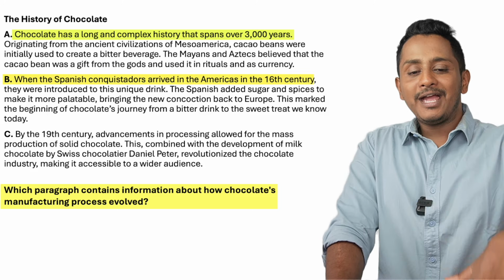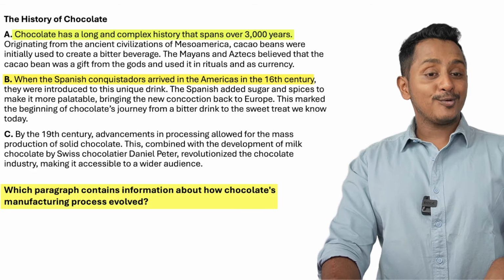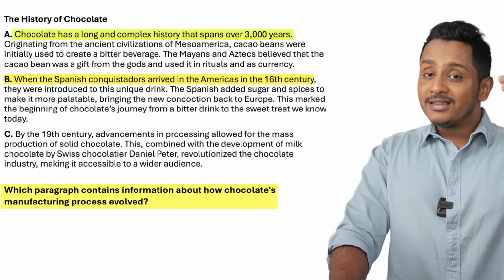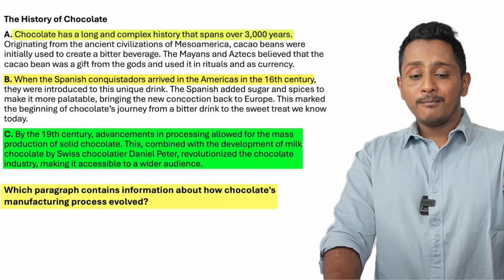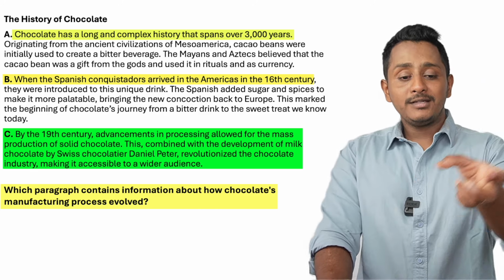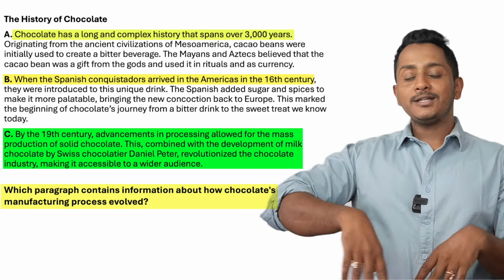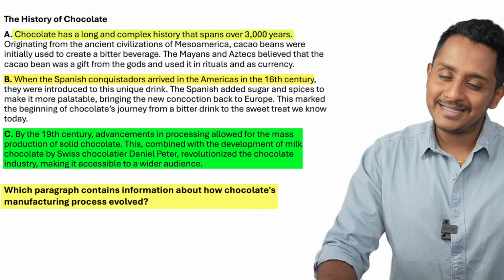When the Spanish came here, they added this. It can also not contain the process of manufacturing. The third one says industry. The last line says industry, then the development, processing allowed for mass production. So these are the keywords that could easily tell you that C is the answer.